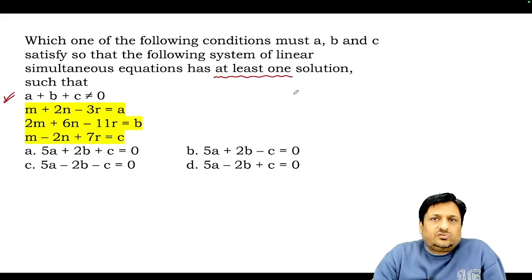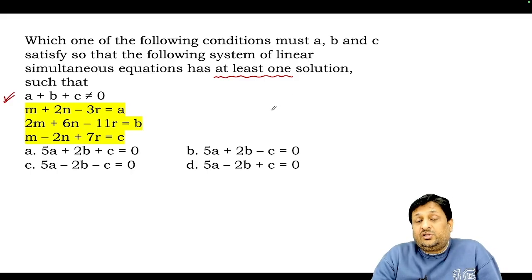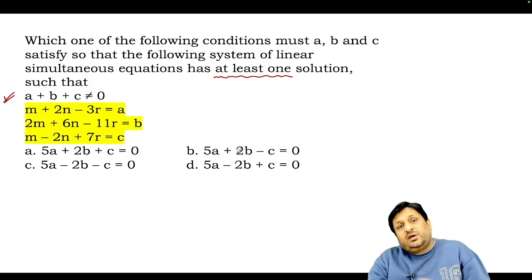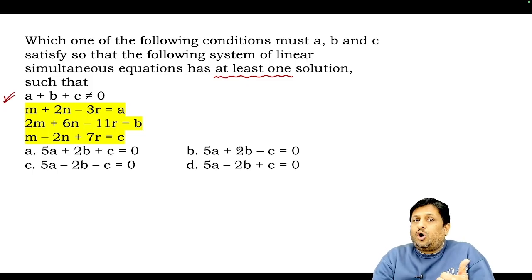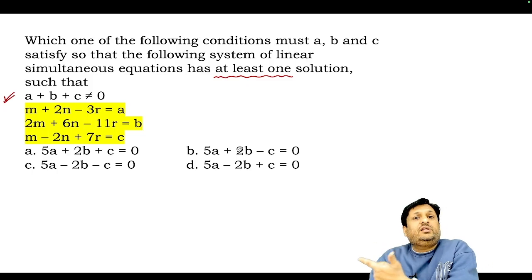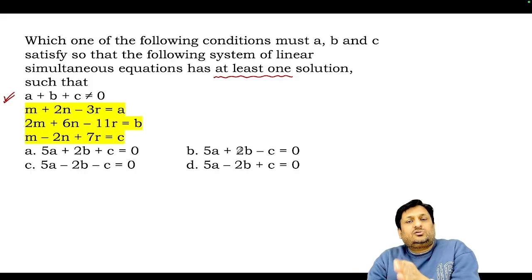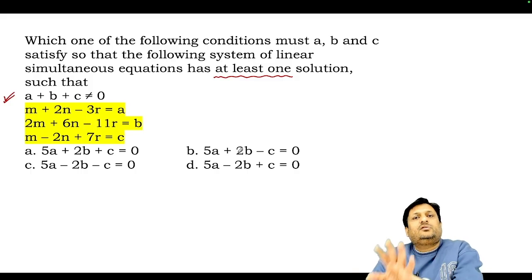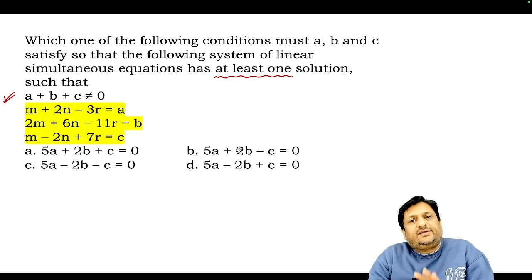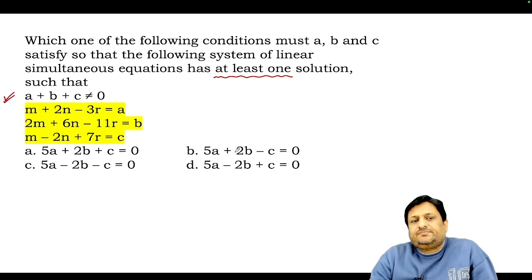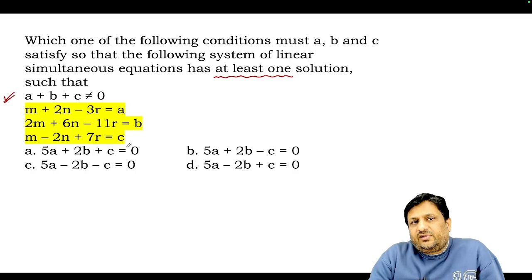So at least one solution exists if the system has a unique solution or the system has infinite solutions. So the system should not have no solution. The system should not be inconsistent. So let's see. First we will eliminate any one variable.